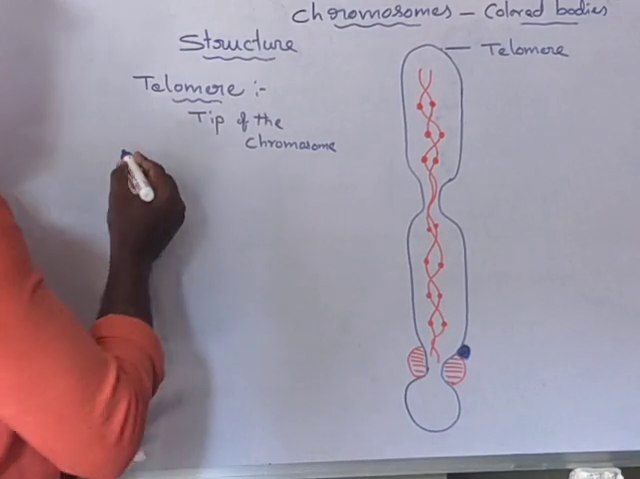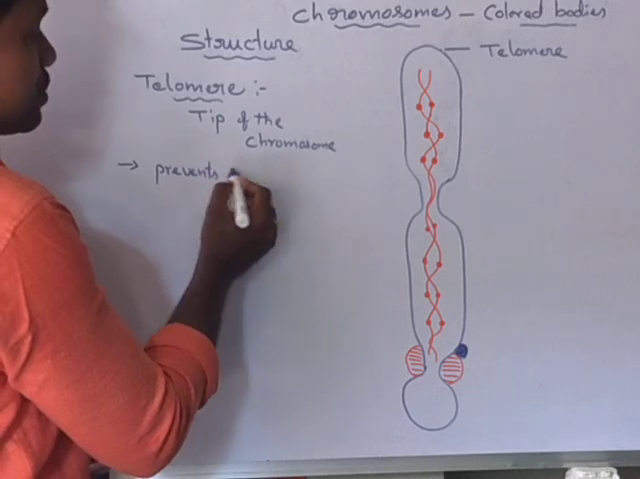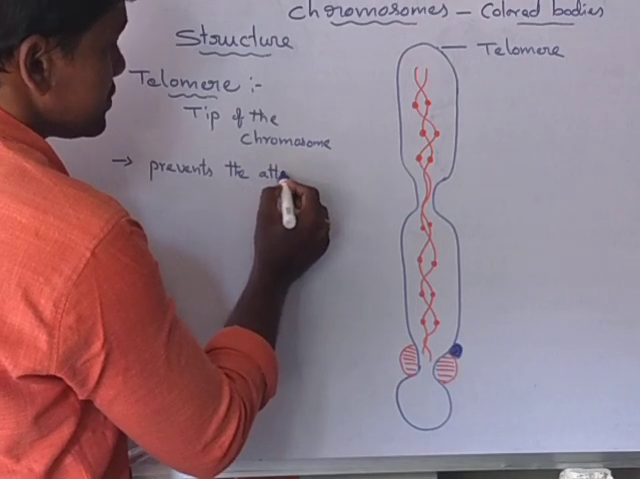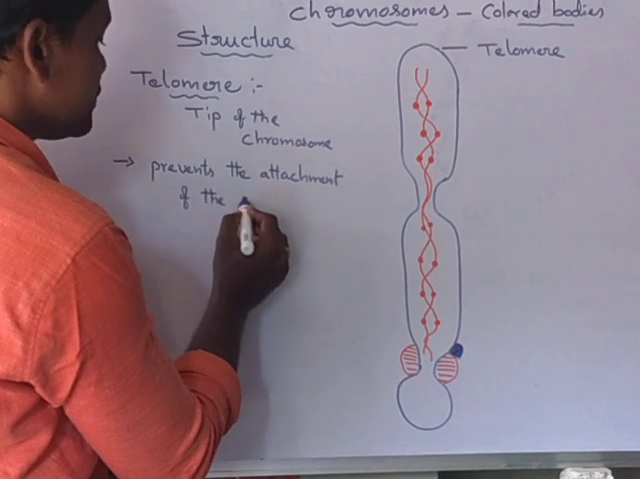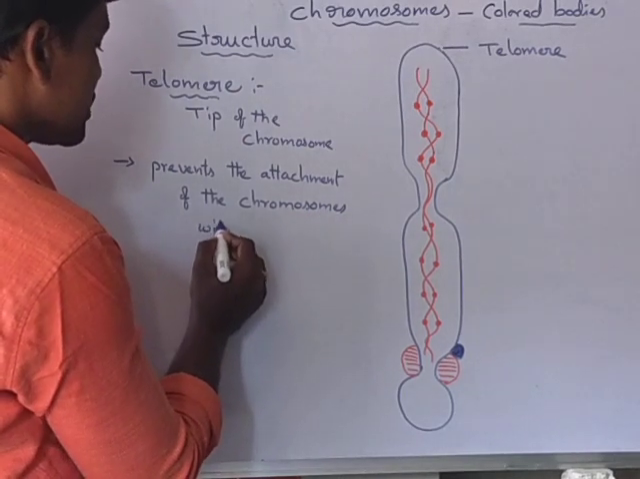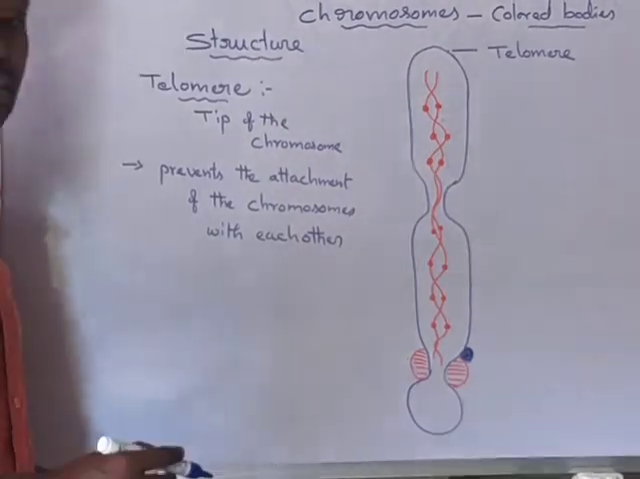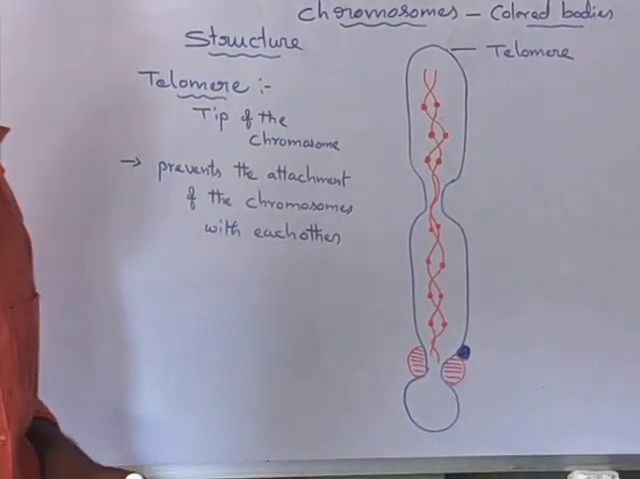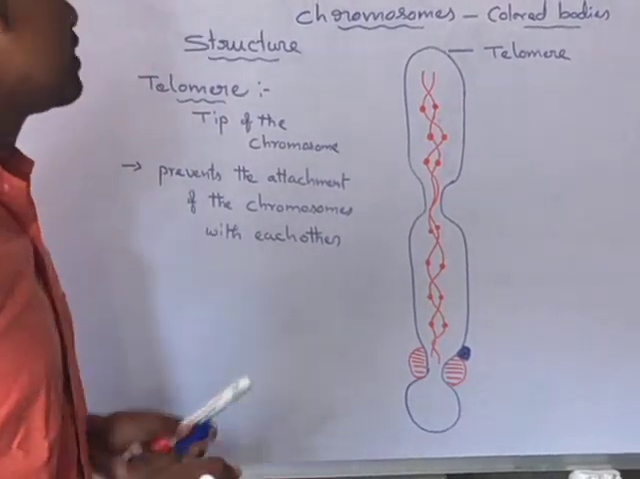So the function of the telomere is that it prevents the attachment of the chromosomes with each other. So this is the function of the telomere. That's why any two chromosomes are not attached with each other. So this is the property of the telomere.